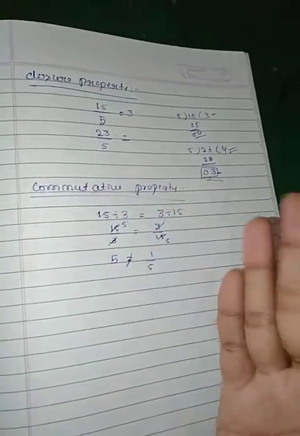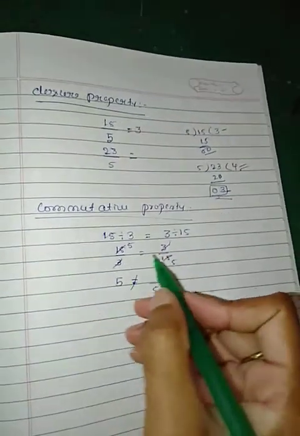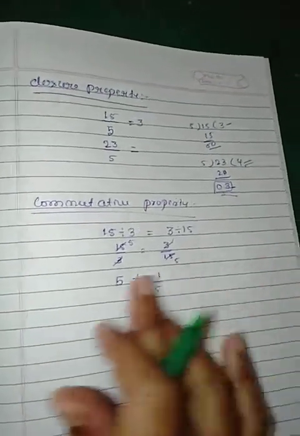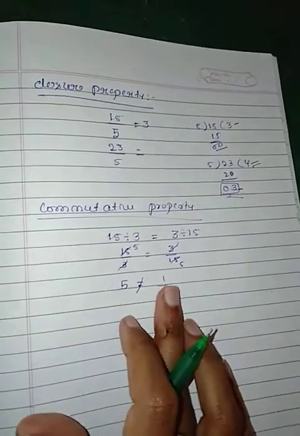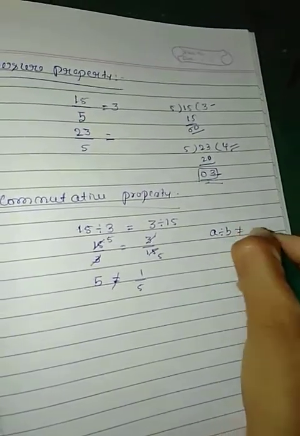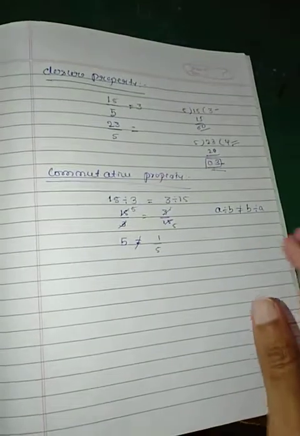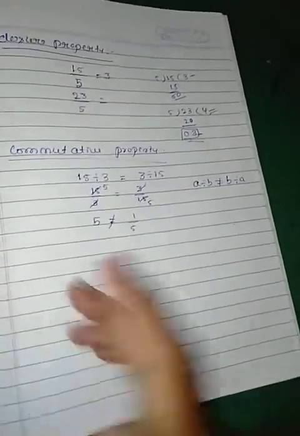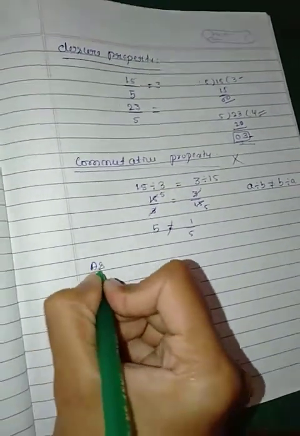That means when you change the order of the numbers, the quotient we get is not the same. Here we get 5, here we get 1 by 5. So 5 is not equal to 1 by 5. So we can write A by B is not equal to B by A. Okay, so the commutative property does not hold good for division of whole numbers. The next property is associative property.